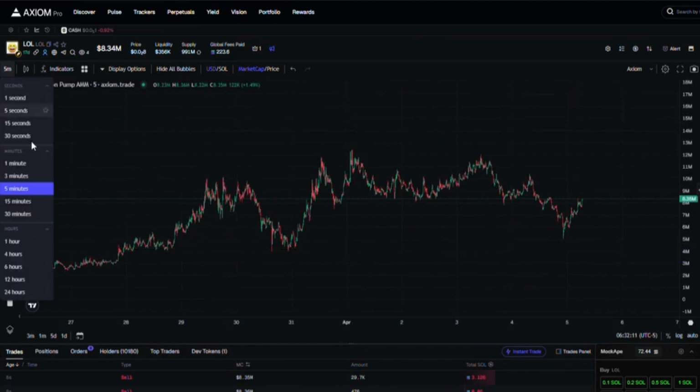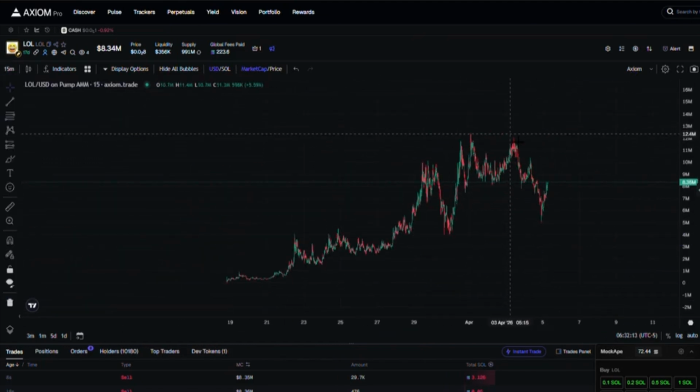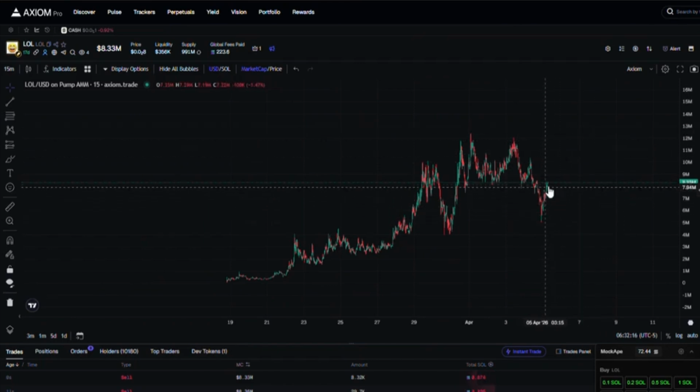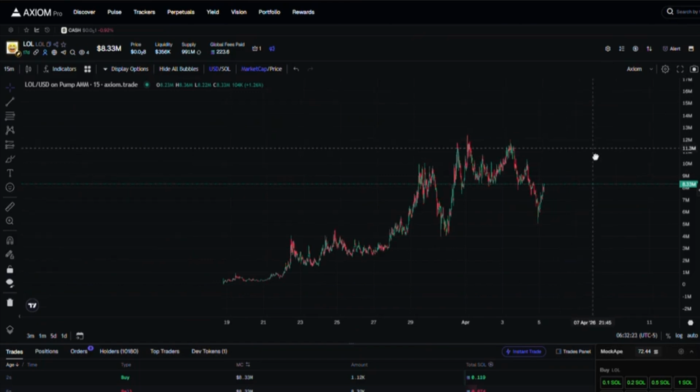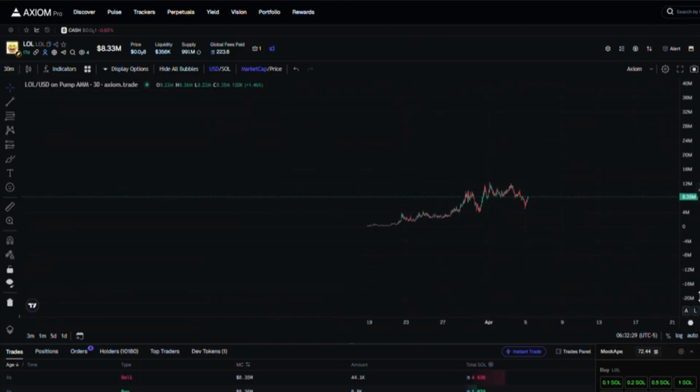So let's go to the 15-minute. As you can see, we have a little bit of green coming up here from the support down here, which is almost near this one. So just looking at the different time frames of these charts and understanding what's happening is very important. And yeah, 30-minute, let's mark this chart.